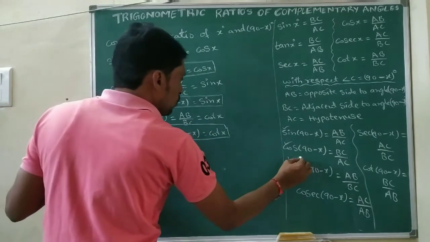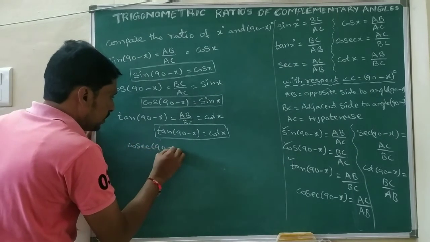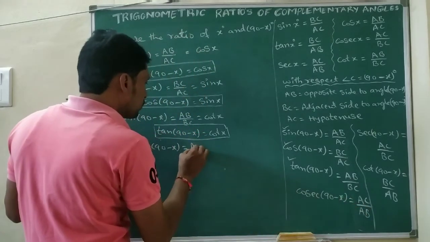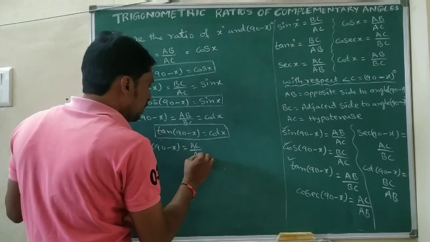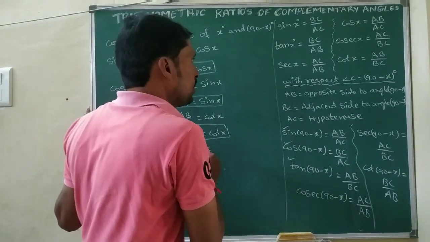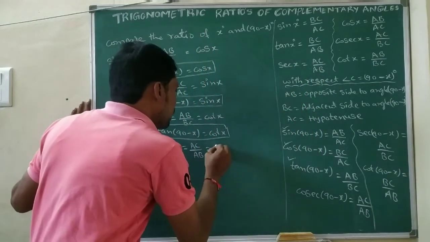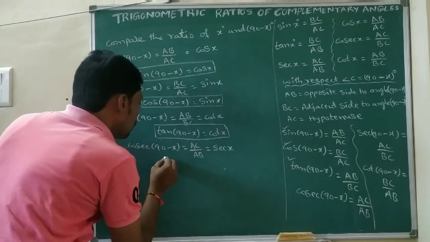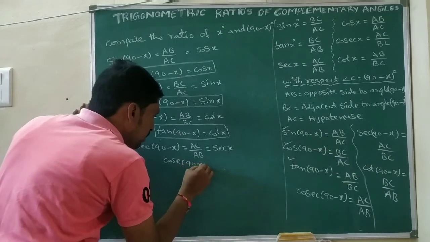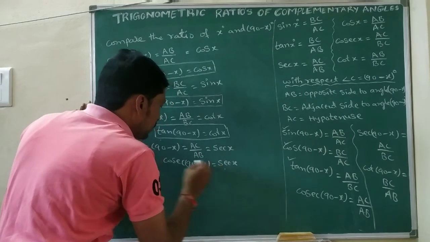Next, cosec. Cosec 90 minus x, the value is AC by AB. With respect to x degrees, AC by AB means we are getting sec x. So cosec 90 minus x equal sec x.